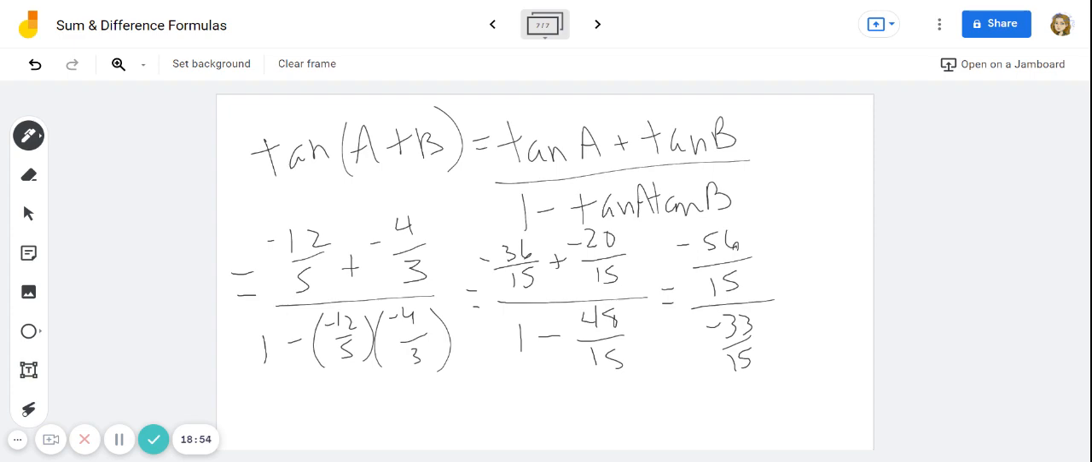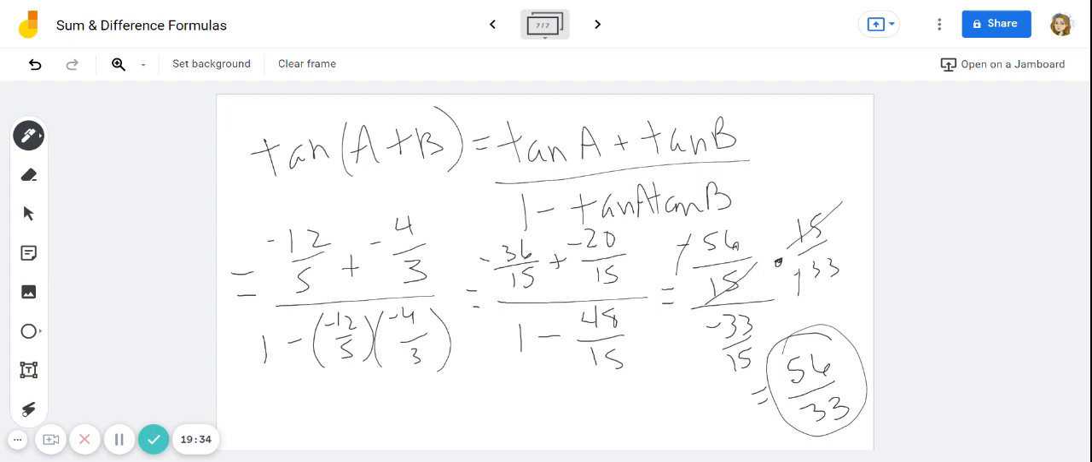Now we want to flip and multiply. Remember, when we divide by a fraction, we can flip and multiply. So we're going to flip and multiply by 15 over negative 33. When we do that, 15s can cancel, negatives can cancel, and we end up with 56 over 33. I don't think that's reducible by anything. Let's see. No, that should be the final answer. 56 over 33 cannot simplify down. And again, we didn't need a calculator for any of that. We could do all that fraction work by ourselves without a calculator.